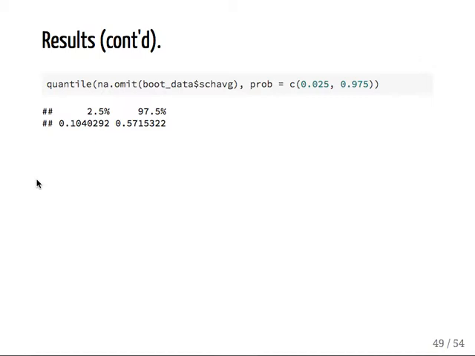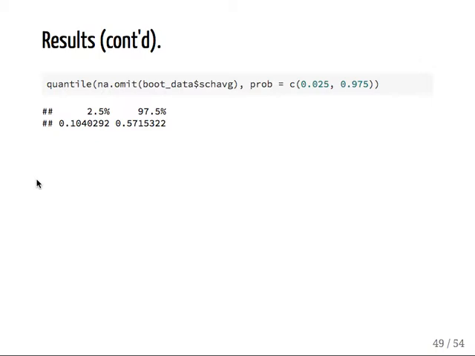And this we say, just look at school average, and take the 2.5 percentile and the 97.5 percentile, because that gives us the 95% confidence interval. It's 2.5% one side, 2.5% the other side. And you can see that it doesn't overlap with zero, so we can conclude that there is a significant effect after bootstrapping for the school average in that model.